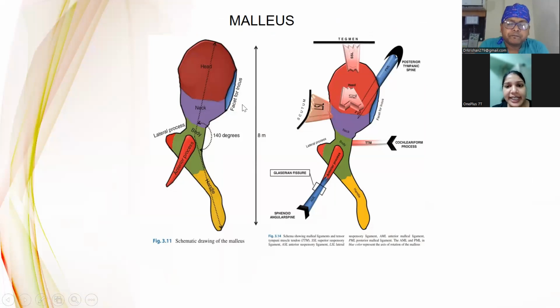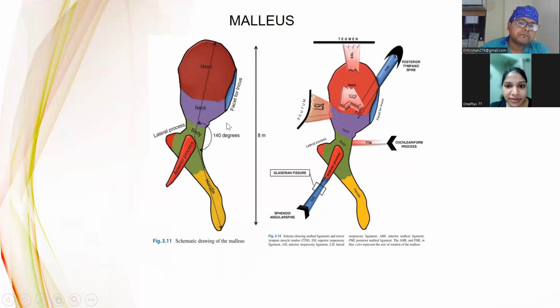Malleus is about 8 mm in length, and you see there are two processes, that is the anterior process and the lateral process, which you can appreciate in the red color in this. This bone has three parts, that is the head, neck, body, and the handle. There are four parts actually.